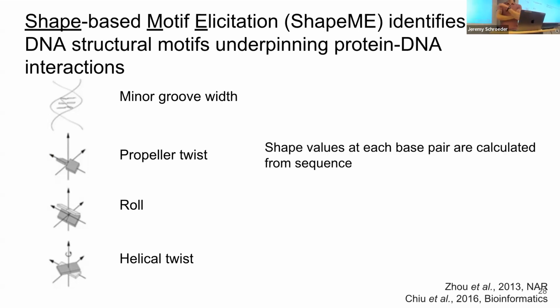Importantly, these shape values at each position in the DNA can actually be calculated, basically deterministically, from the sequence. All right, and if you're interested in how that works, that's not what this talk is about. I would point you to these citations, okay? So for the purpose of this talk, trust me, this works.